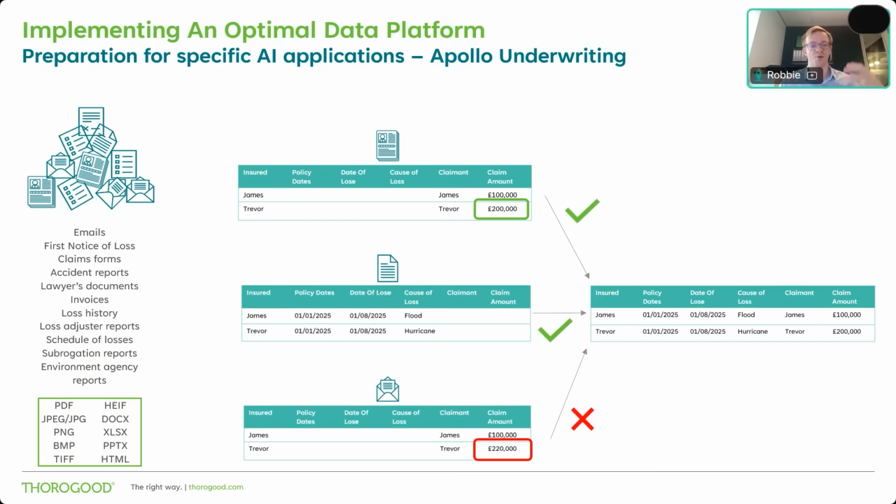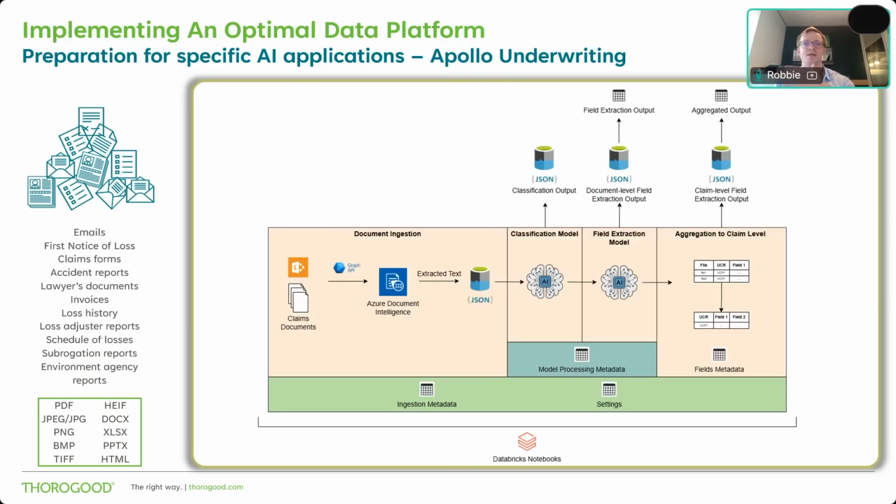But all of this was being done manually. So what we were able to do with our data platform was bring in the unstructured data that we need and do further data engineering on top of that to actually pass the right data sources to AI. So, for example, we were able to get the claims documents, run them through Azure Document Intelligence, extract that text into JSON format, then pass that extracted text to the classification model, so the large language model, which then classified the document type as an email, first notice of loss, loss adjuster report, etc. Then pass that classification and the JSON extracted text to the field extraction model, which would basically say, for this type of document, look for these pieces of information.